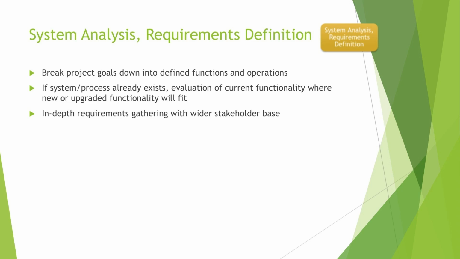In the systems analysis and requirements definition phase, you're going to break down the goals of the project into defined functions and operations. This makes it easier to work with them and to ensure that the tasks required in order to achieve them are all completed. If a system or process already exists, you're going to evaluate its current functionality. You need to look at not only what that one does, but also how the new or upgraded functionality is going to fit in with what exists today.